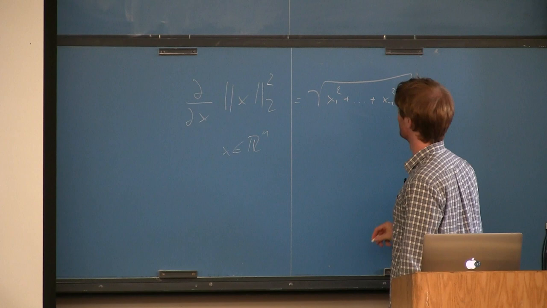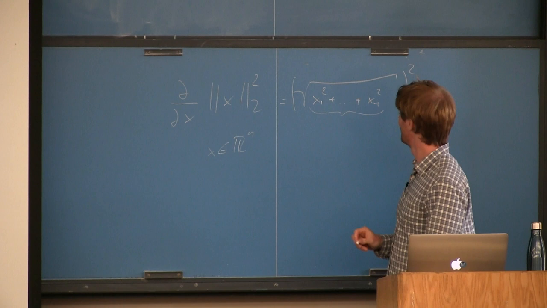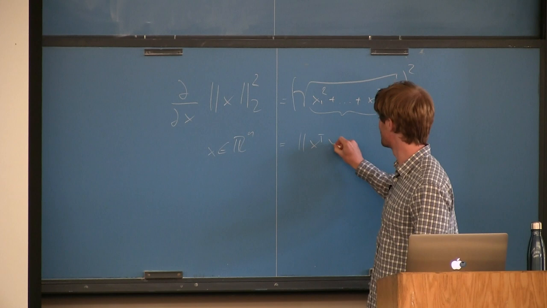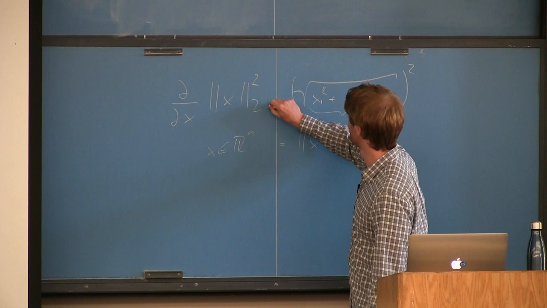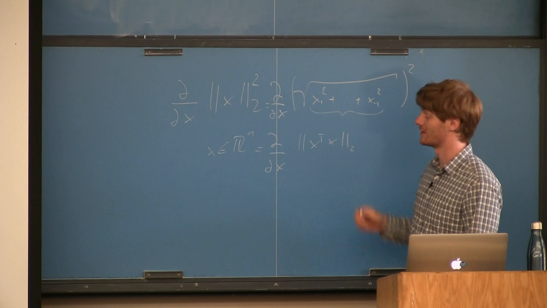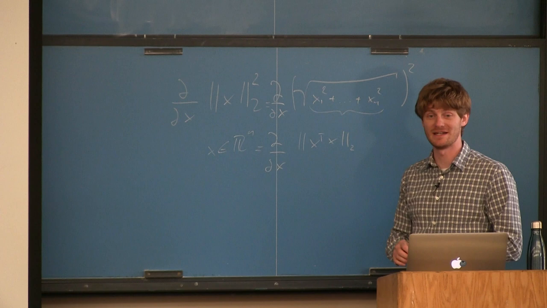But now we have the square of that, so we just have this simple sum. And what is this simple sum? Well, you can rewrite this, by switching the square and the square root, as x transpose times x. But regardless, this right here has a very simple derivative. The derivative of x1 squared with respect to x1 is just 2x1. And so again, we can write these out for all the separate indices, and we just get 2x.